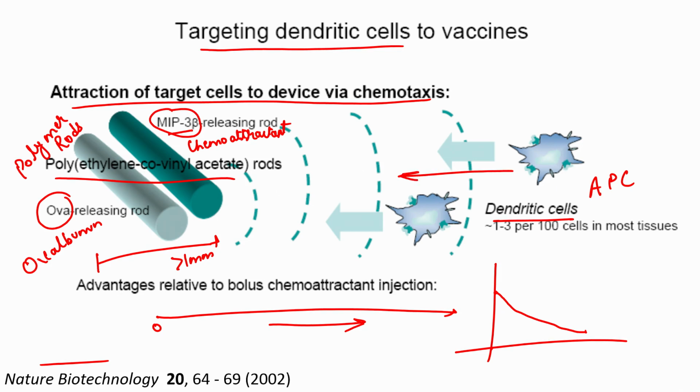So these dendritic cells will sense this gradient and they will start to move towards the MIP-3 alpha rods. Now it is not only the MIP-3 alpha, the ovalbumin is also being released. So you now have this protein that is also being released, and it can be taken up by these APCs, macrophages, dendritic cells, whatever they are called, at the site, and can activate them and generate an immune response against that particular antigen, in this case ovalbumin.